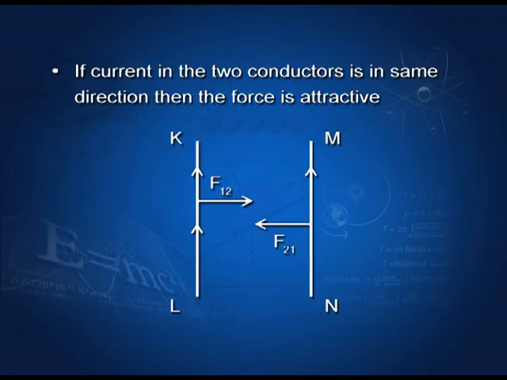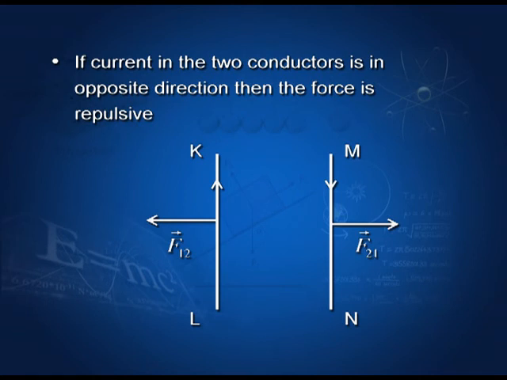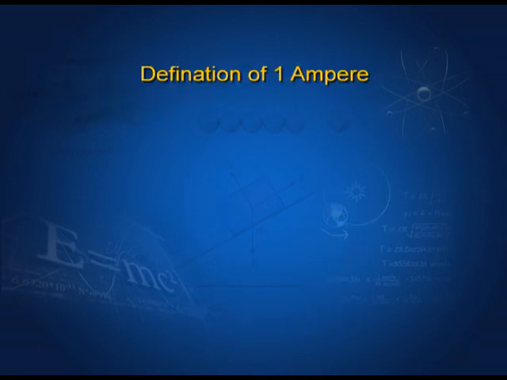If the current in the two conductors is in the same direction as shown in the diagram, then the force is attractive, whereas if the current is in the opposite direction, then the force will be repulsive, as shown in the diagram. The definition of 1 ampere.